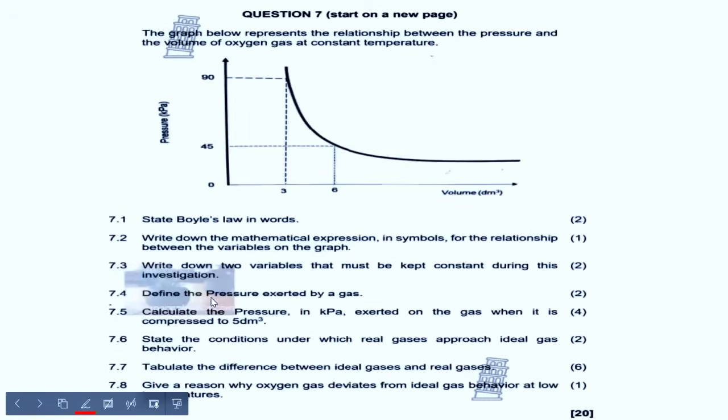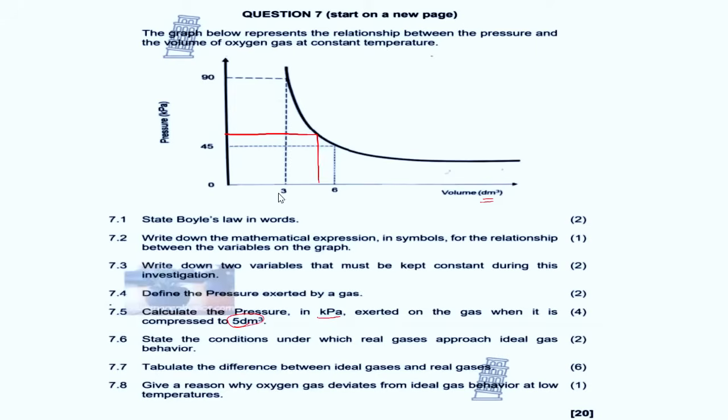Then 7.5 says, calculate the pressure in kilopascals exerted on the gas when it is compressed to 5 dm cube. So right here, we can see that our volume has been given with the SI unit dm cube and our pressure in kilopascals. Now, if we are looking to calculate for the one whereby they say 5 dm cube, we can predict that 5 dm cube is somewhere here. So the pressure that we are looking for must be somewhere there, right? So this is using these values, because these values are the ones that come before this pressure here.